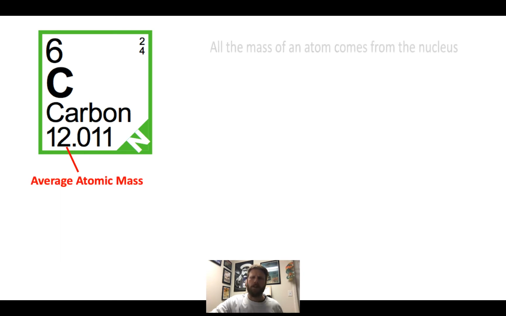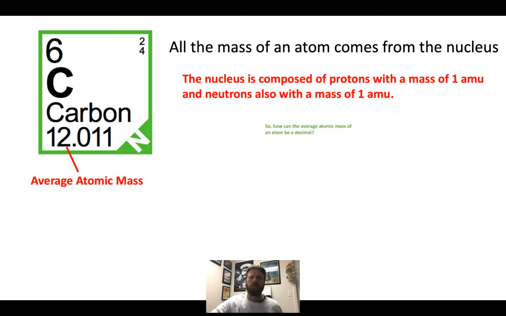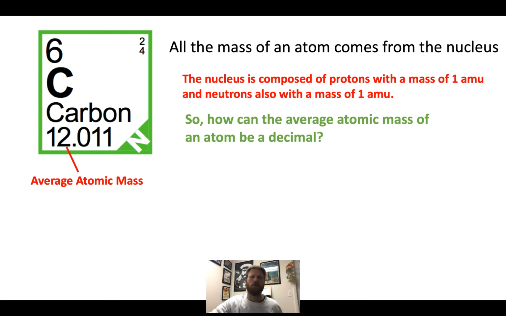If you remember, the mass of an atom comes from the nucleus, and the nucleus is composed of protons and neutrons. Both protons and neutrons have a mass of 1 AMU. So how can the average atomic mass of an atom be a decimal if the subatomic particles that make up the nucleus of the atom all have a mass of 1?